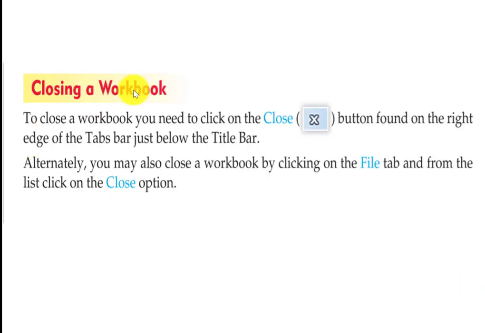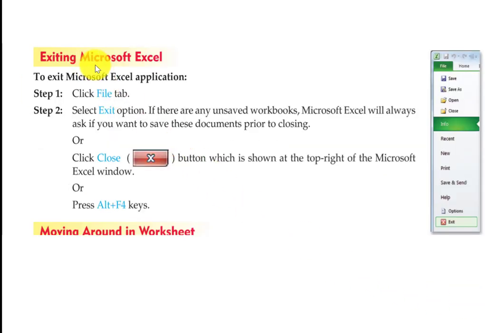Closing a workbook. To close a workbook, you need to click on the Close button on the right hand side of the bar. Another way is that you may also close a workbook by clicking on the File tab. From the list, click on the Close button. Go to File, then Close. Exiting Microsoft Excel. There is an option: go to File, then click on Exit.